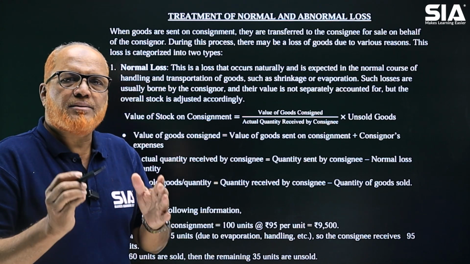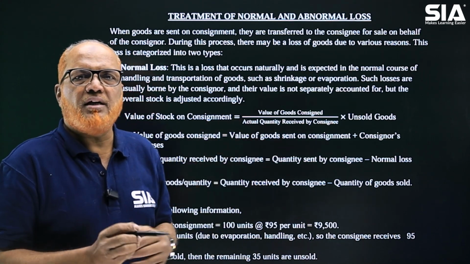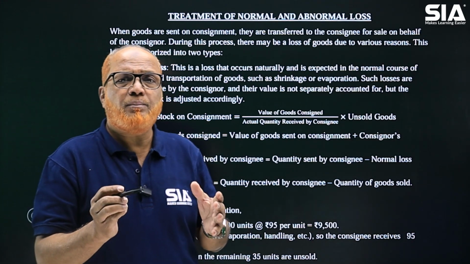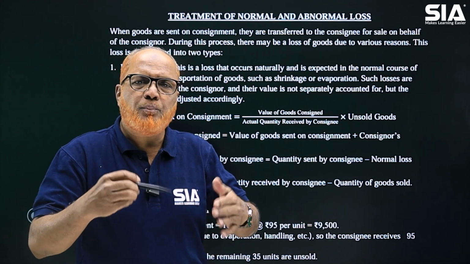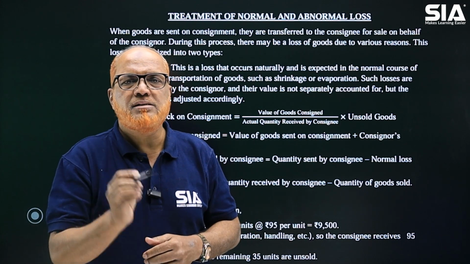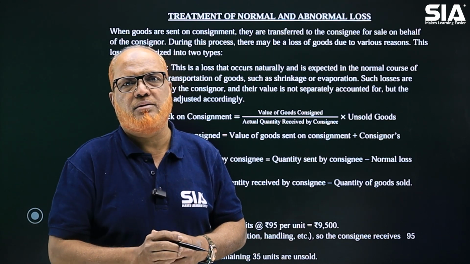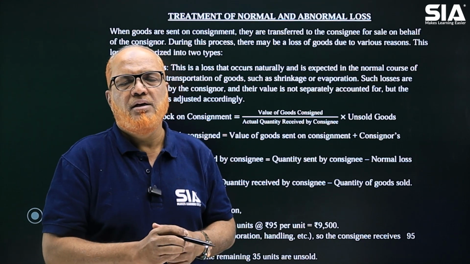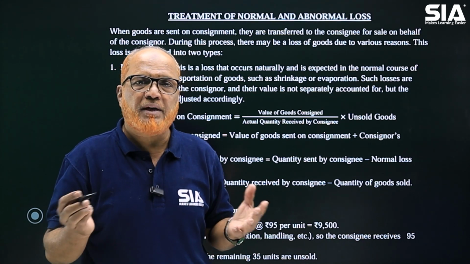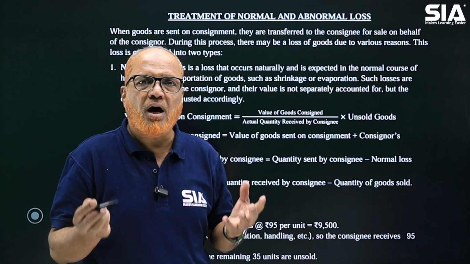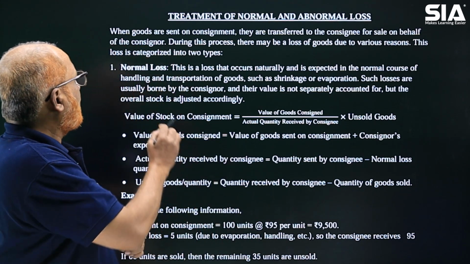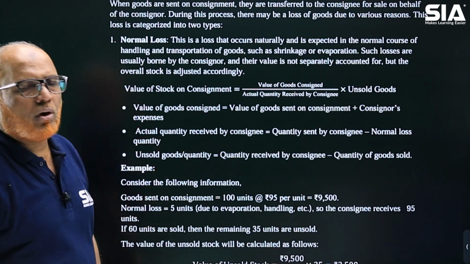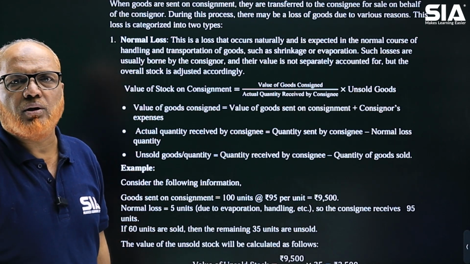When goods are sent by the consignor to the consignee, sometimes during the transit or during the processing of sale, some goods are lost. That is called loss in consignment. And this loss may be expected or unexpected. First of all, we categorize the losses into two types called normal loss and abnormal loss.